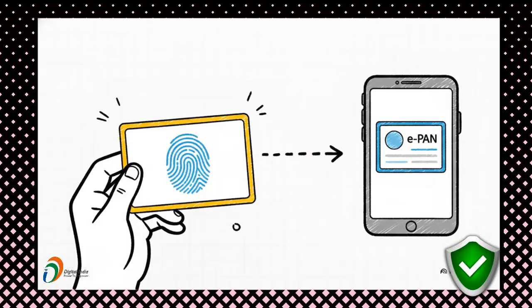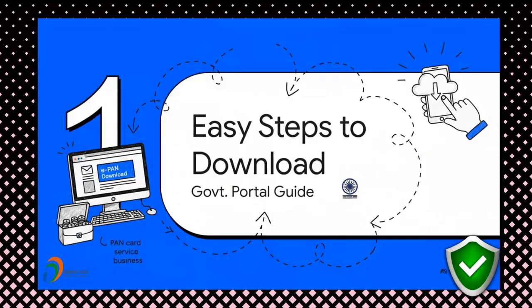Well, guess what? There's a really direct solution for this. You can get a digital version, your ePAN, almost instantly. And all you need is something you probably have with you right now, your Aadhar card. In this explainer, we're going to show you exactly how it's done. All right, let's get right into it.